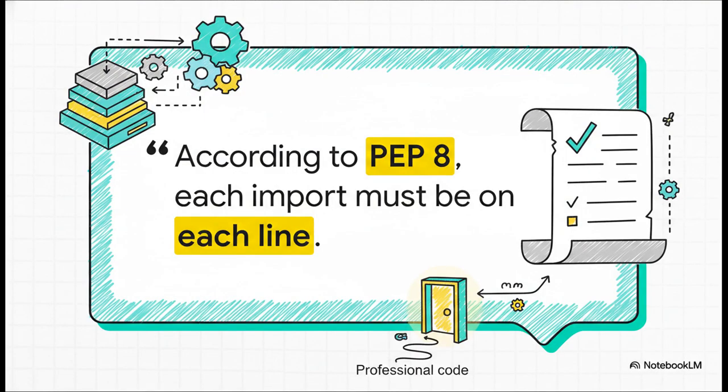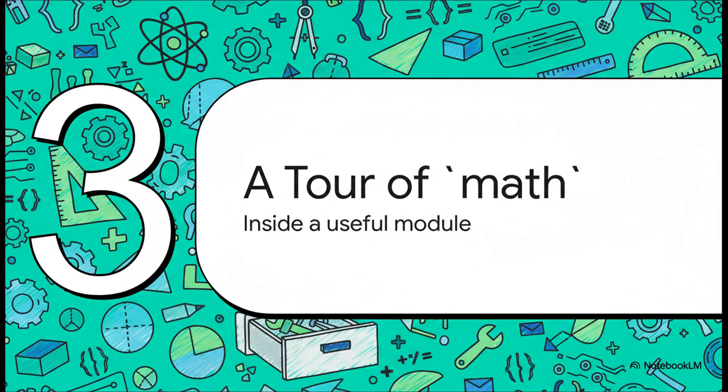Now, here's a quick pro tip. As you start using more and more of these modules, you're going to want to keep your code clean. The official Python style guide, known as PEP 8, has a rule for this: put each import on its own line. It's such a simple habit, but trust me, it makes a huge difference in keeping your code readable, especially in bigger projects. All right, so we've imported the math module, we've opened the drawer, but what's actually inside?